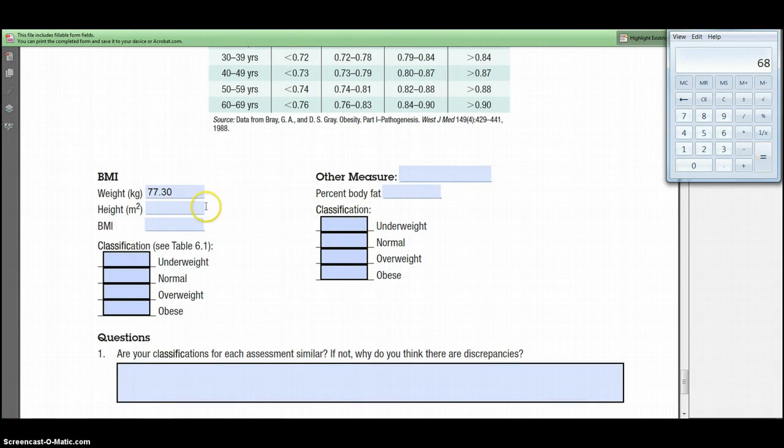But again, I need to get this into meters squared. So if I take 68, I'm going to divide this by 39.25. And you may ask, why that number? Well, I need to get into meters, and what I do know is that for every 1 meter, that's equal to 39.25 inches. So I'm taking my 68 inches and dividing it by 39.25 to find my height in meters.